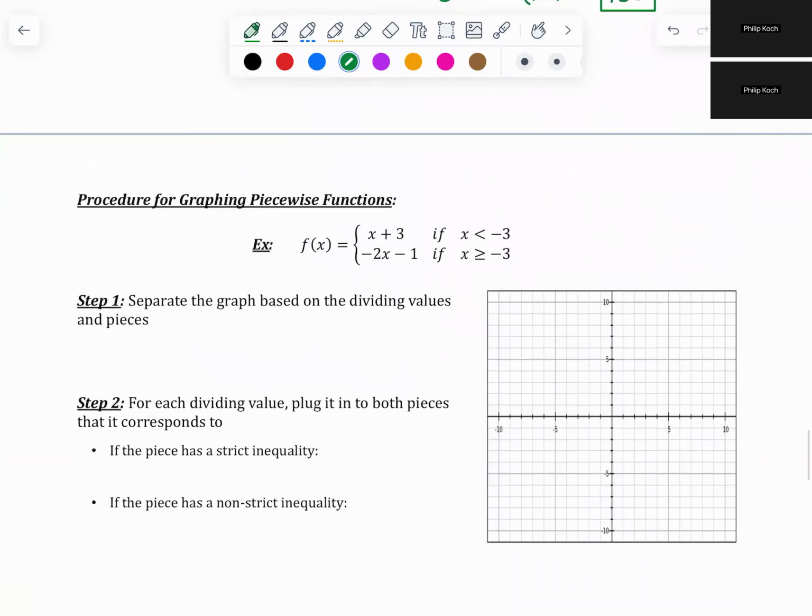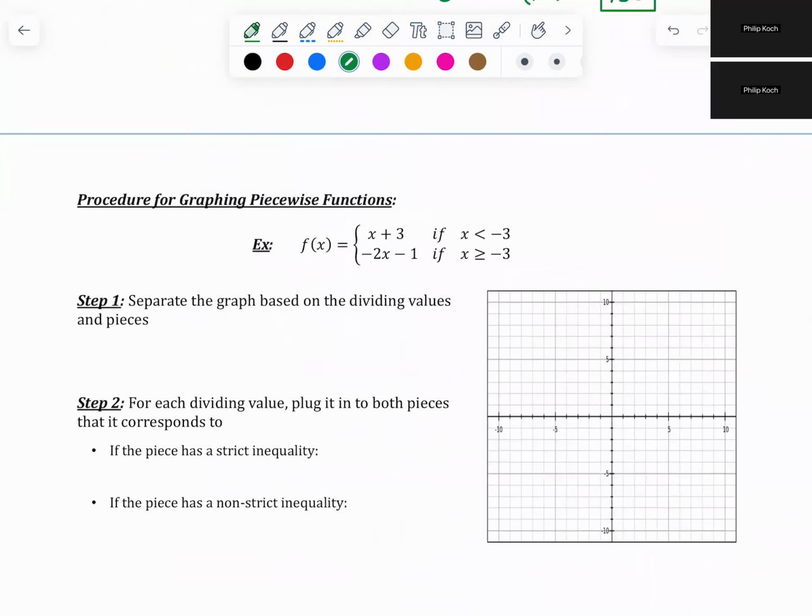All right. So very cool being able to plug things into them. Yeah, sure, that's fun. But what's more fun is graphing. Much more fun is graphing it. So this is my little method of how to do it. So you're given a function like f of x equals x plus 3 for x less than negative 3, and negative 2x minus 1 for x greater than or equal to negative 3, respectively.